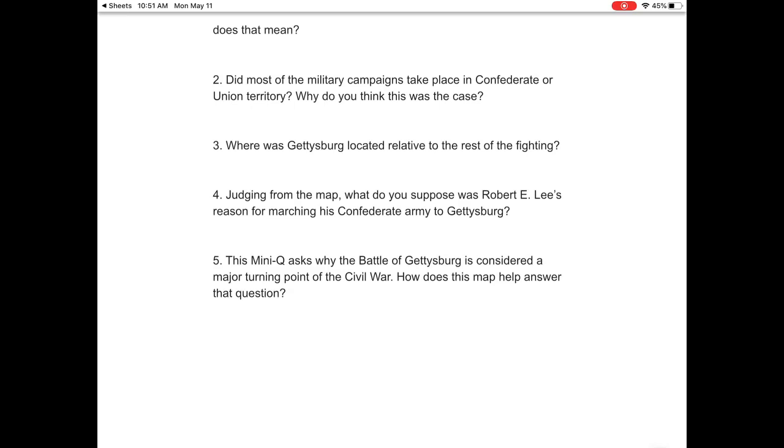Question 3 is a matter of geography. Check it out. Judging from the map, what do you suppose Robert E. Lee's reason was for marching his Confederate army to Gettysburg? So this is an inference. I gave you some clues there about Washington, D.C. And then this next question asks why the Battle of Gettysburg is considered a turning point in the war.